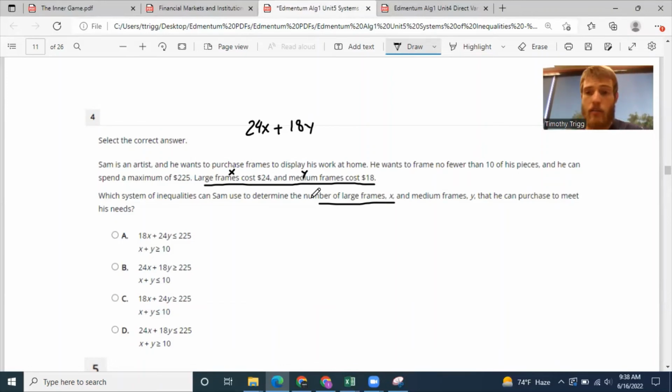Well, in this case, this talks about how much they cost, right? So it says he can spend a maximum of $225. So he can spend, this is the amount he's spending, needs to be less than or equal to $225, right?